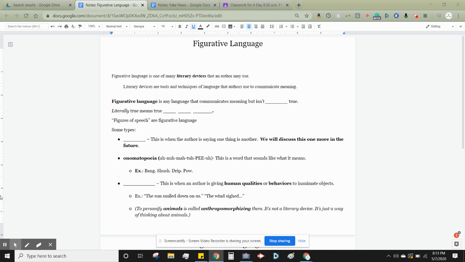Hi kids, these are the notes about figurative language. A lot of this is going to be familiar to you because you've already learned about a lot of it from your English teacher. So that's actually great. If I can reinforce any of the things you've already learned, that's fantastic. And if you learn some new things from me, that's good too.